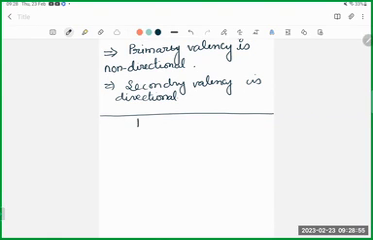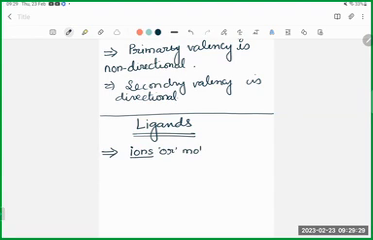Let us start the next topic, ligands. So what are ligands? The central metal atom is surrounded by molecules, and those molecules are called ligands. They can be present in molecular form, in negative ion form, or in positive ion form, so there are different types of ligands. If the definition of ligands is asked, we say they are ions or molecules.